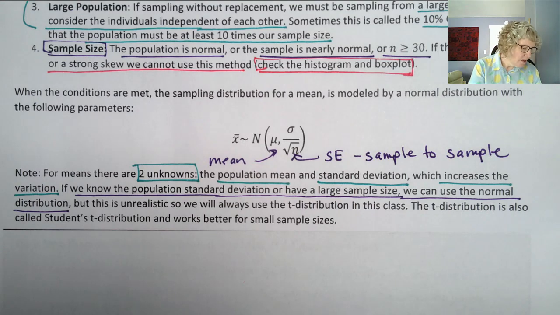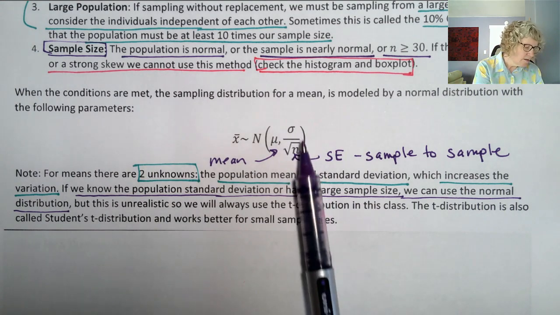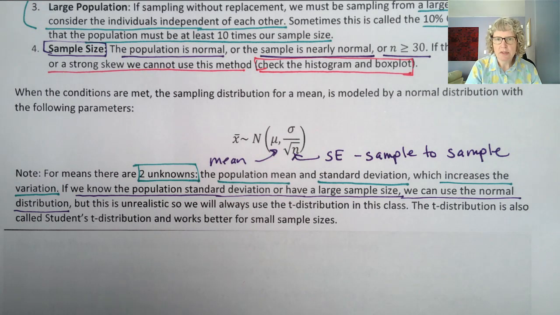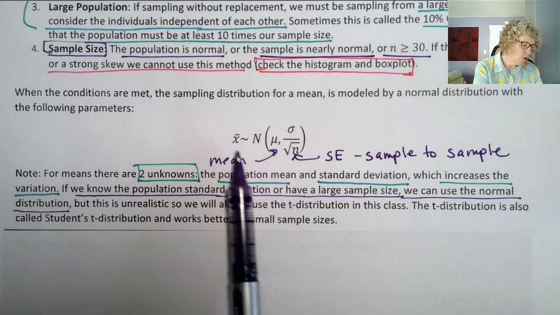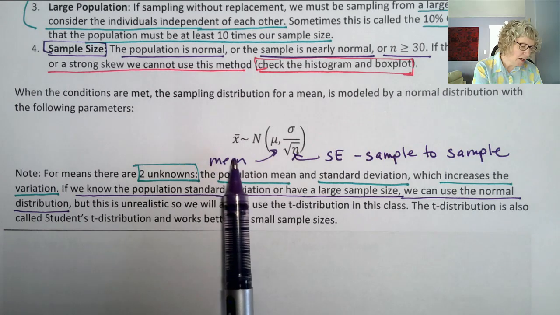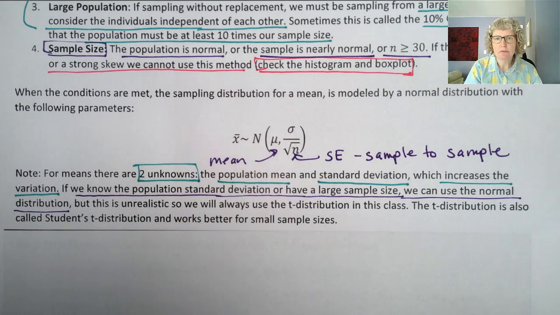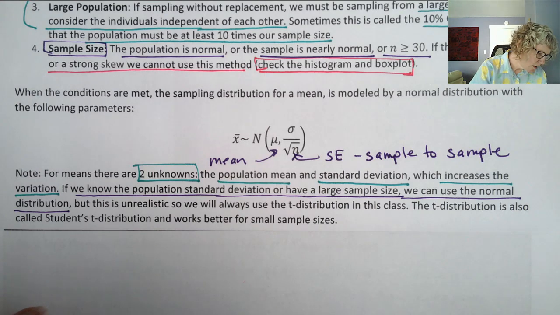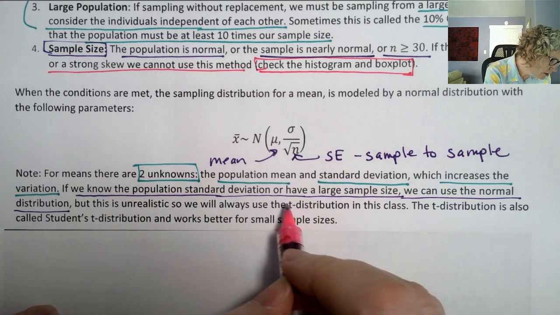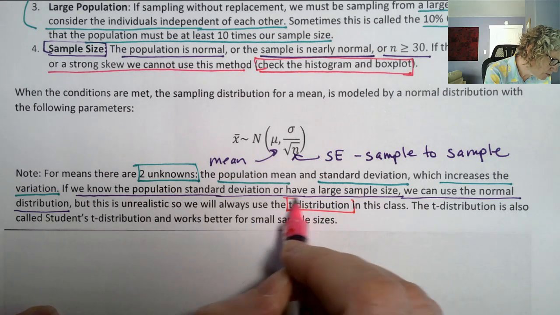Okay, so if sigma is known, and in some statistics classes we'll do these problems where you do use a normal for a mean if sigma is known, right? But we're not going to be using that case because I don't think it's very realistic. So we're going to use the t distribution. So you're going to learn about the t distribution.